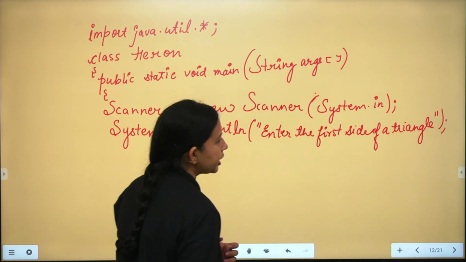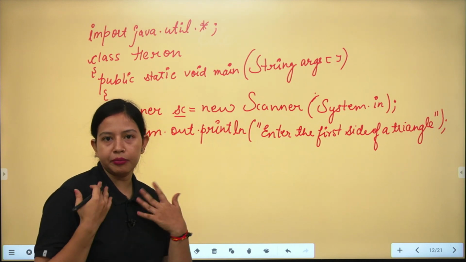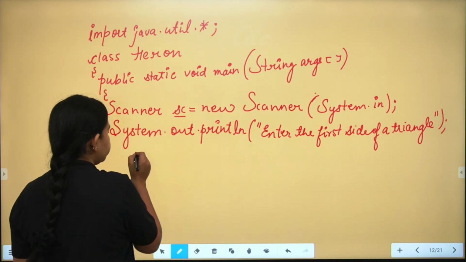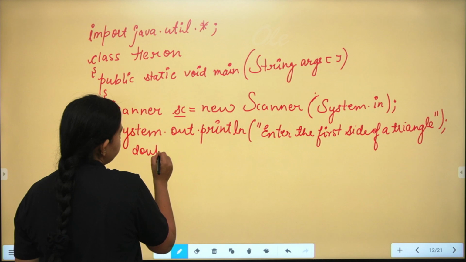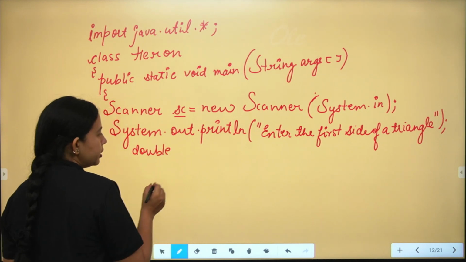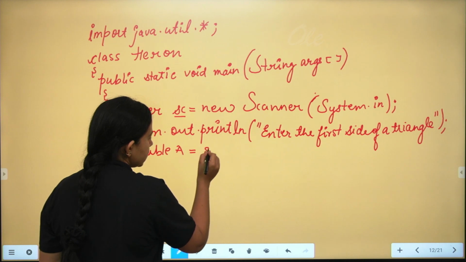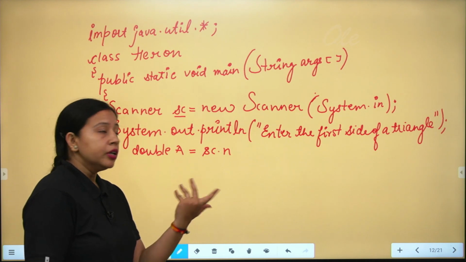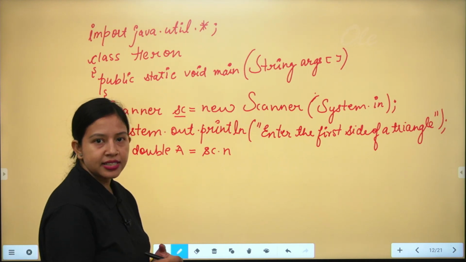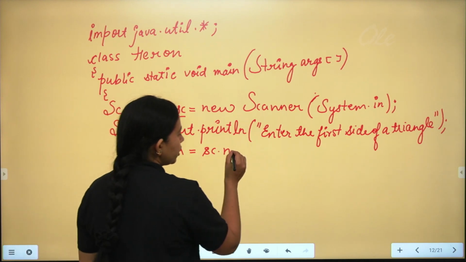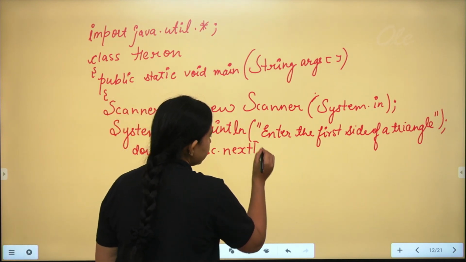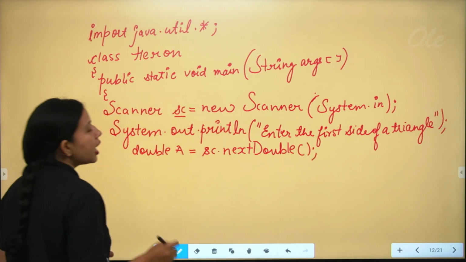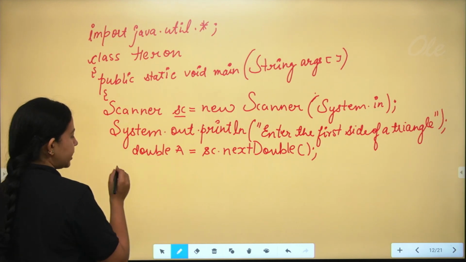Now it's time to store the side of the triangle. It can vary, it can be double, it can be integer. So better we go with double, the safer side. Sometimes values like 2.5 or 3.6 can be given. So we simply write double A equals sc dot. Which method are we going to use? Whenever we take input in integer, we use nextInt, and when we take a value in double, we call nextDouble, where the D in Double is capital, similar to the I in Int. So now the first side has been stored.